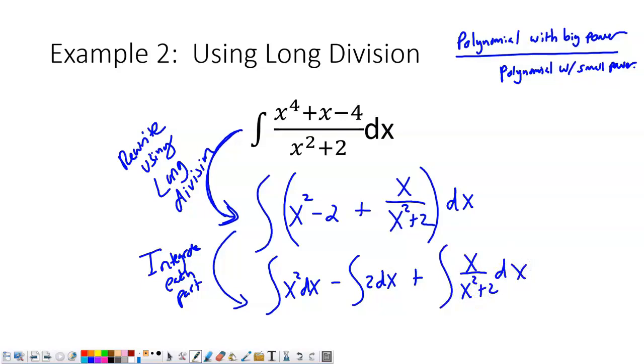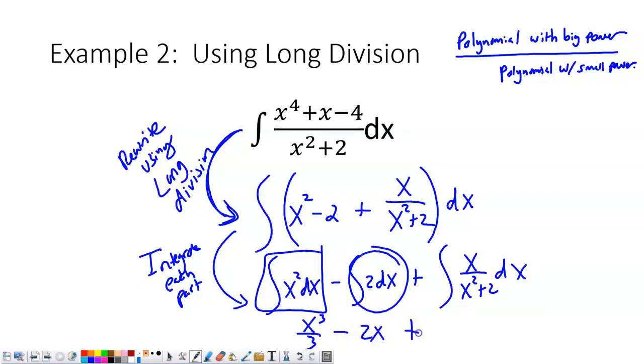So we're going to do each of these pieces that are separated by pluses and minuses separately. Okay? This one, simple power rule. You're just going to add 1 to the power and divide by that number. This one, all you do is put an x next to it, so that's cool. The next one is going to take a little bit of work. Okay? It's a u sub problem.